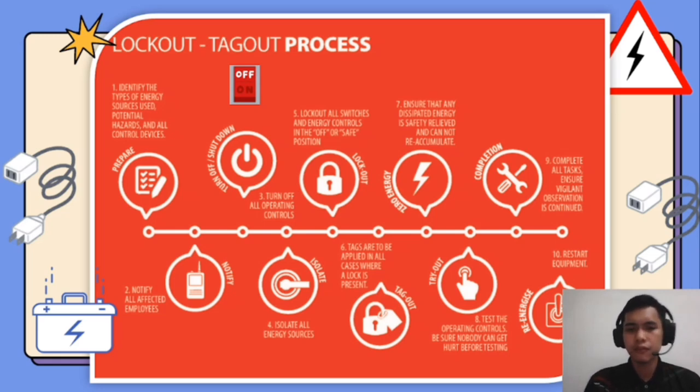And the sixth is to tag out, or we can say tag out by the employee in all cases where a lock is present. And the seventh is to zero energy, or ensure that any dissipated energy is safely relieved and cannot be reaccumulated. And the eighth is to try out or test the operating control, be sure nobody can get hurt before the testing. And the ninth is the completion, to complete all the tasks, ensure vigilant observation is continued. Okay, lastly is to restart all equipment, or we can say recharge.